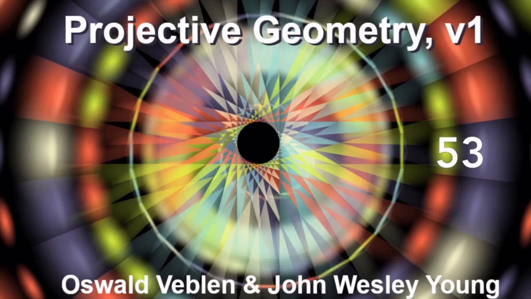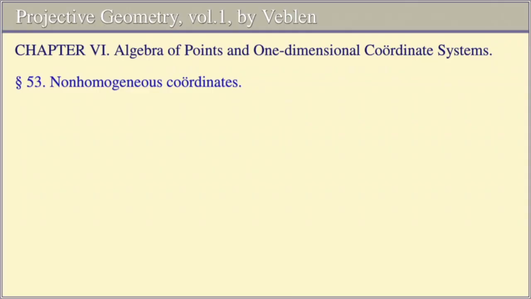Projective Geometry, Volume 1, by Oswald Veblen and John Wesley Young. Chapter 6, Algebra of Points and One-Dimensional Coordinate Systems.